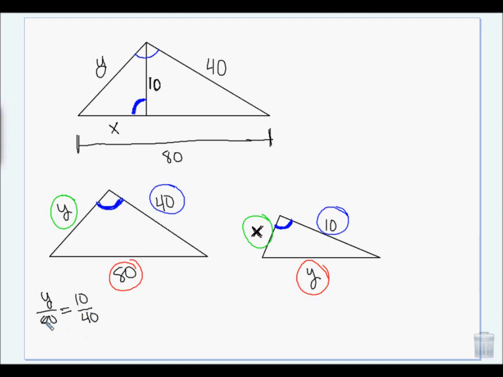How do you know which one to do first? We have to find y first because there are two y's. So if there were two x's, we'd find x first. If there are two y's, you find y first. So 10 over 40 reduces to 1/4. So I get 4y equals 80. So y equals 20. Okay.